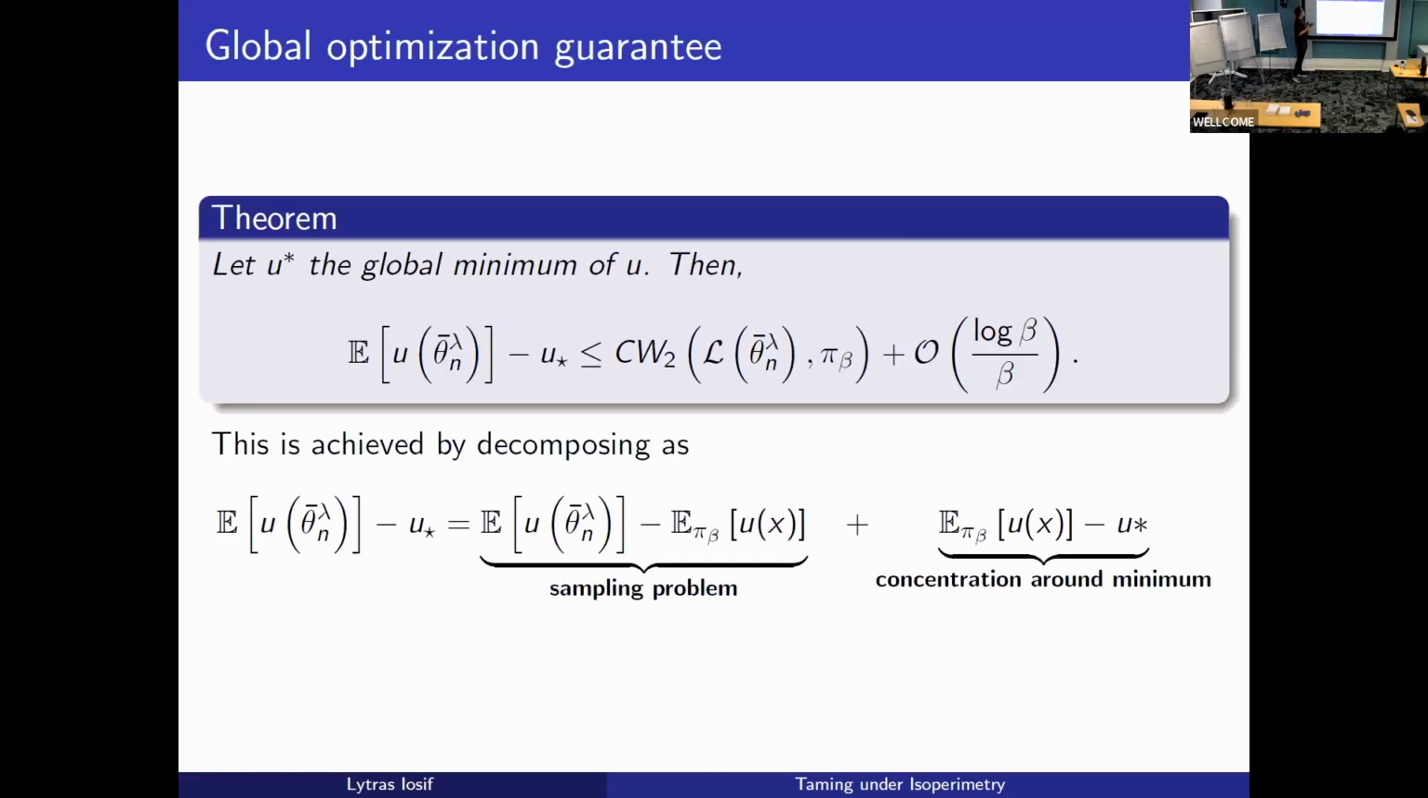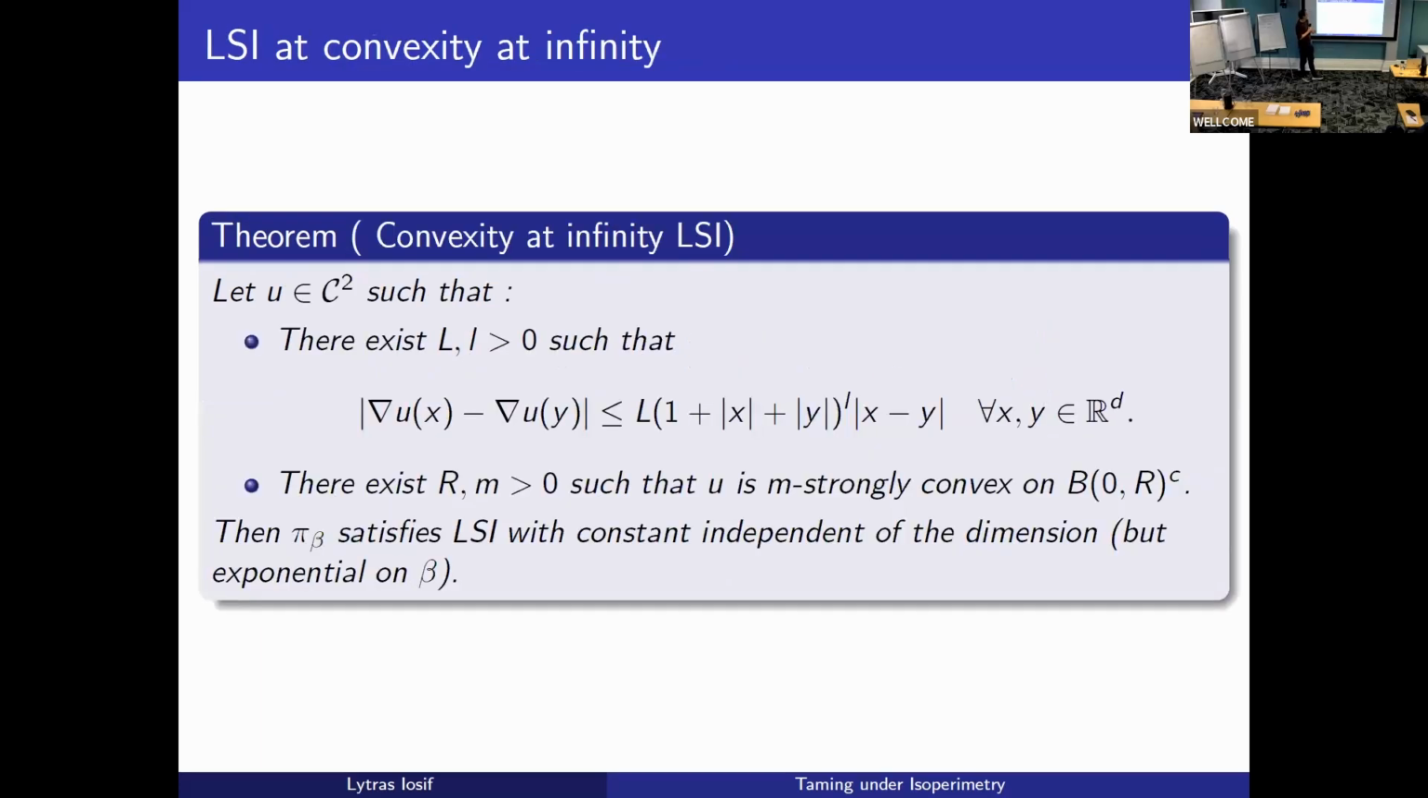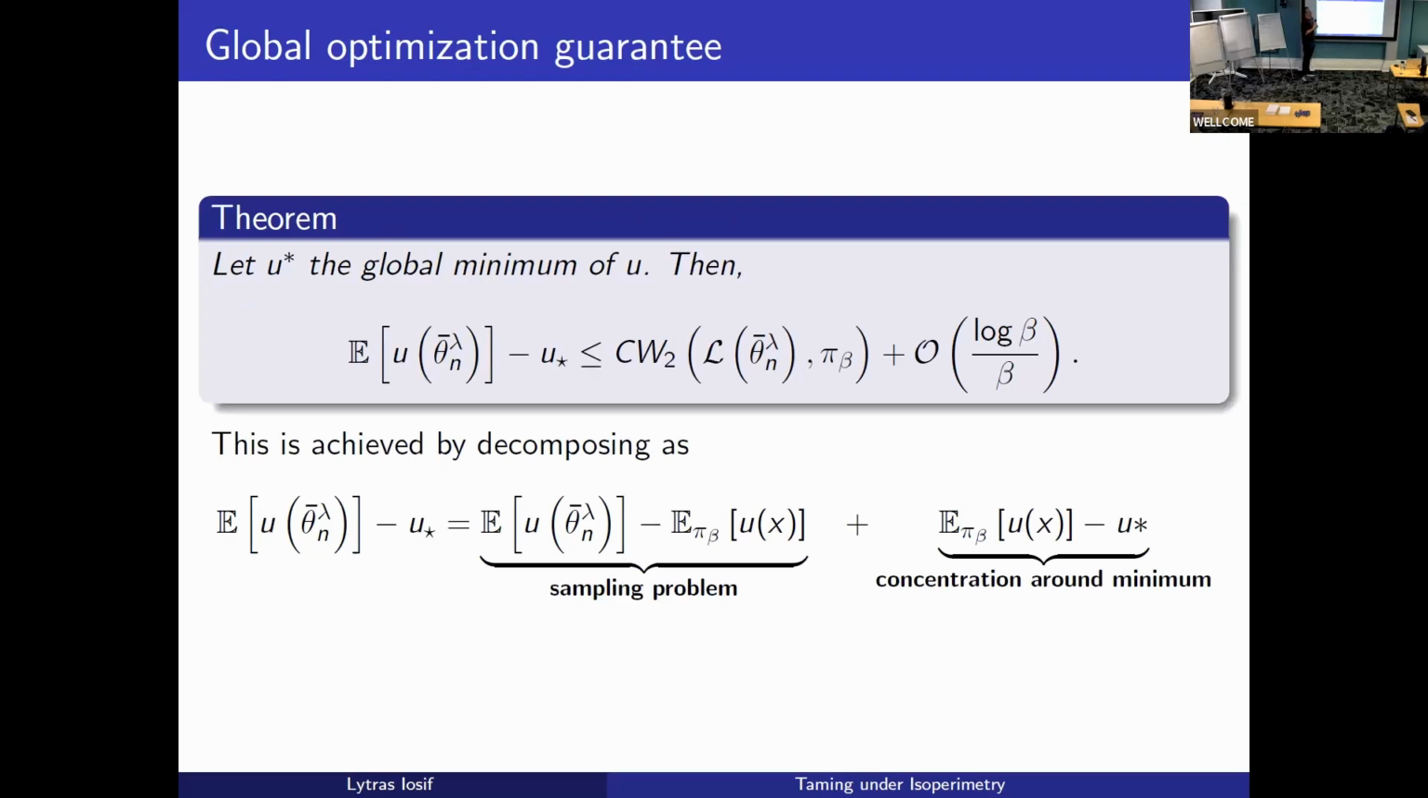So this also enables us to have an optimization guarantee. So if U star is the value at the global minimum, we can get these results by decomposing into the sampling problem and the concentration around the minimum. Here, we know as beta goes to infinity, this will become small. So we first pick beta so that this term becomes small, and then we pick lambda, and that, of course, goes to 0. So we also get a global optimization guarantee. So essentially, this work was kind of extending the results of Ebola-Borno in a more complex superlinear case.